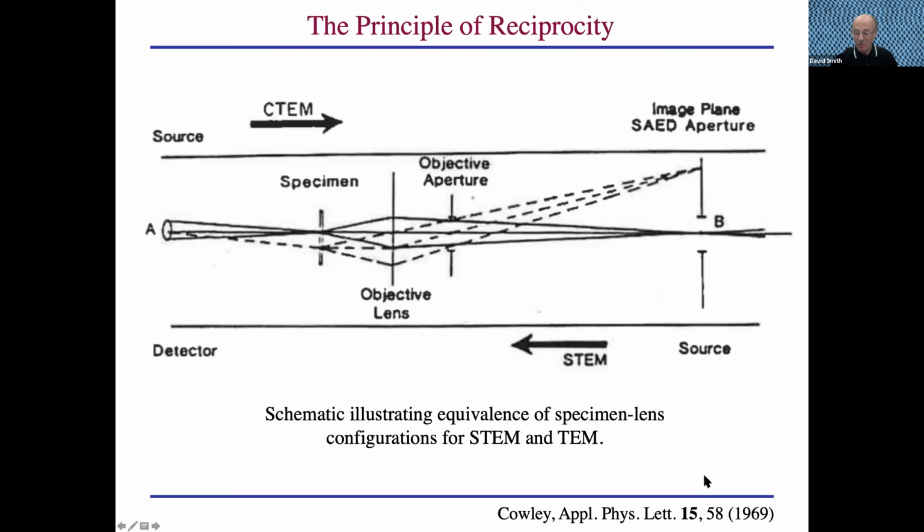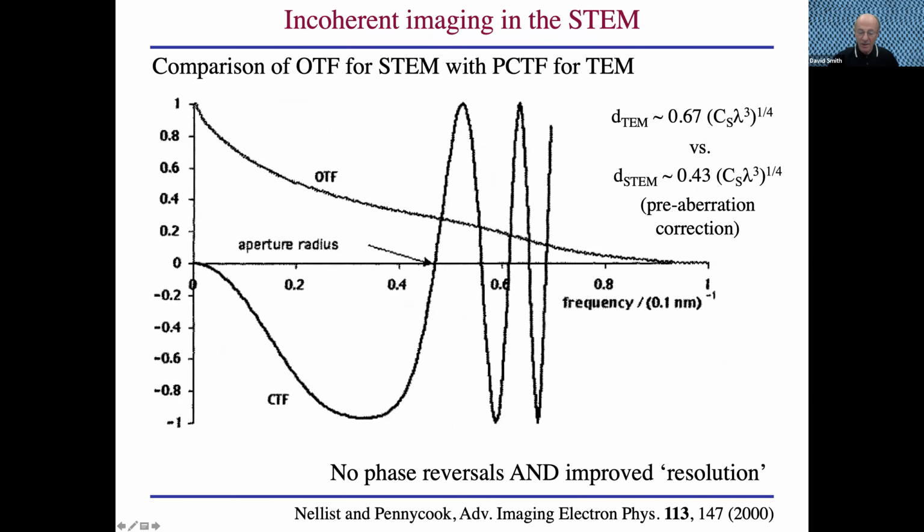Around about the same time, in fact the year I was in the last year of undergraduate in Cowley's lab, Cowley came out with the principle of reciprocity that showed us that you could understand CTEM and STEM. If you take the source going sideways to the right, specimen, objective lens, put in an aperture and get your image, consider the STEM as going in the opposite direction. Exactly the same optics, except you're just reversing the direction of the electron beam. And not only that, Nellist and Pennycook and many others pointed out this was incoherent imaging.